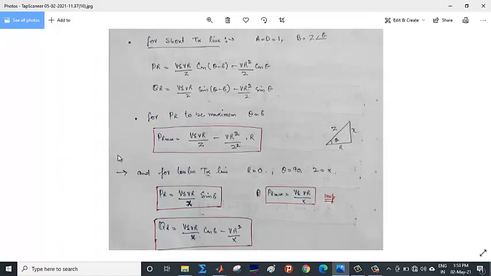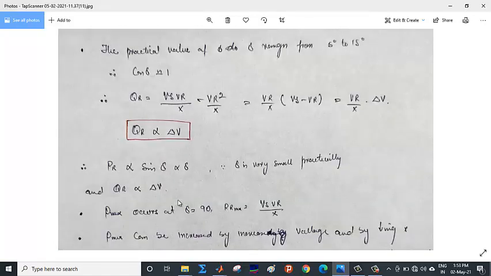From this relation, this PR is proportional to sine delta, and it is proportional to delta when delta is very small, that's a practical value, and QR is proportional to delta V. That means they are independently proportional to their individual parameters. We can say that this PR, real power, depends mainly on the delta. It does not depend upon the change in the voltage, while QR depends upon the delta V, where it does not depend upon the value of the delta.